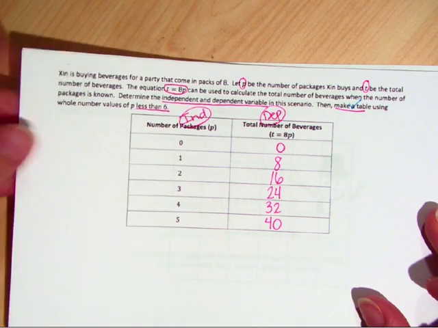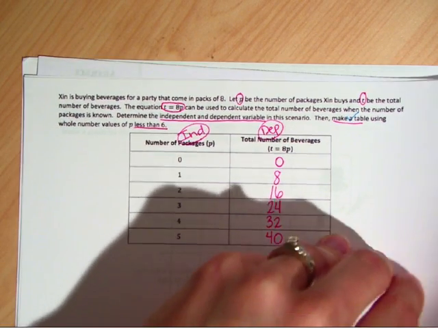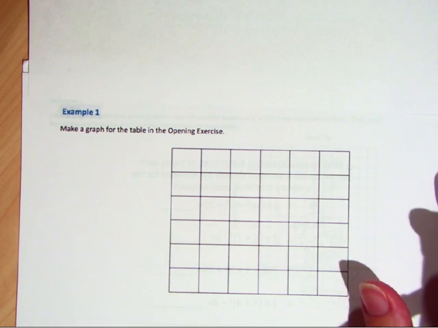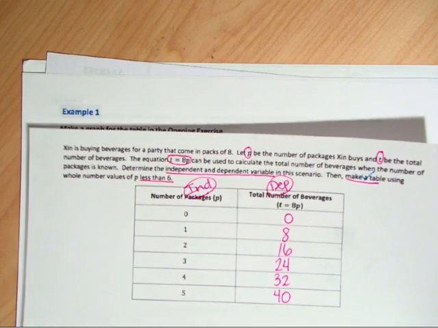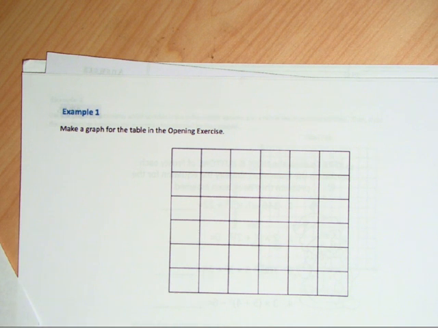Okay, using this information that we have here, we're going to do example number 2. Make a graph for the table in the opening exercise. So here's our opening exercise, we need to make a graph. Now, the title can come last.